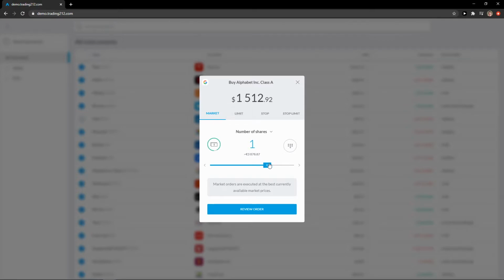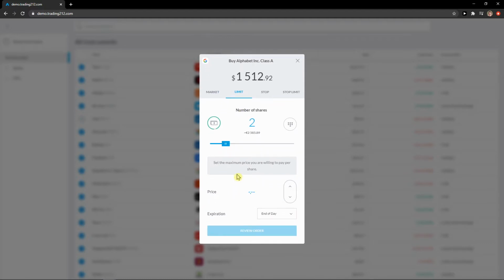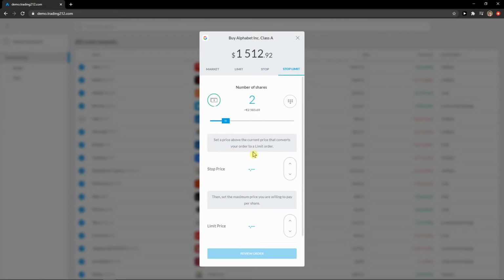So let's add, I don't know, 2 shares. Then you're going to see the limit. Set the maximum price you are willing to pay per share. At the end of the day, I want to buy 2 shares at this price. Or I can get stop: set the price above the current price that converts your order to a market order. Again, end of the day. Or you get stop limit. Then set the maximum price you are willing to pay per share. And that's pretty much it, and this is how you play around with it.